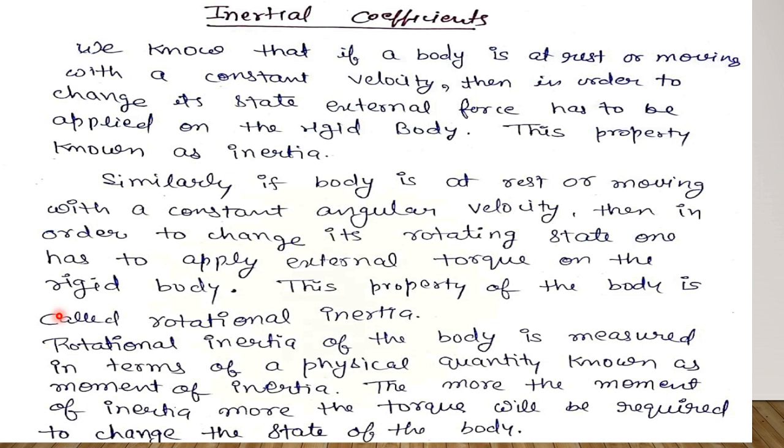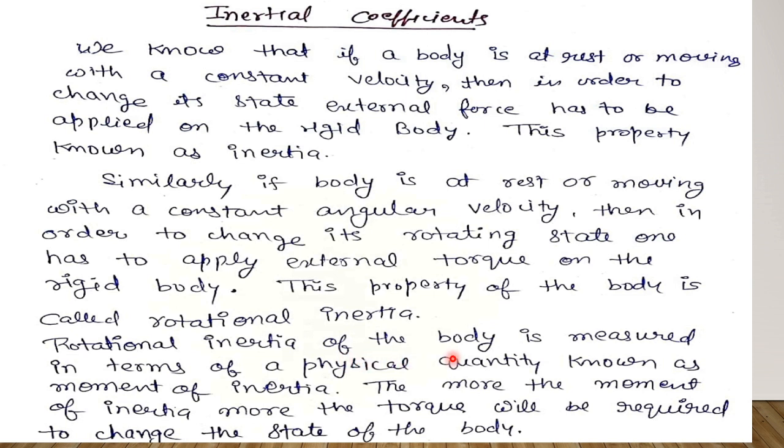As we know, if a body is at rest or moving with a constant velocity, then in order to change its state, an external force has to be applied on the rigid body. This is for translational motion of the body, and this property is known as inertia. Similarly, if a body is at rest or moving with constant angular velocity, then in order to change its rotating state, we have to apply an external torque on the rigid body. This property of the body is called rotational inertia.